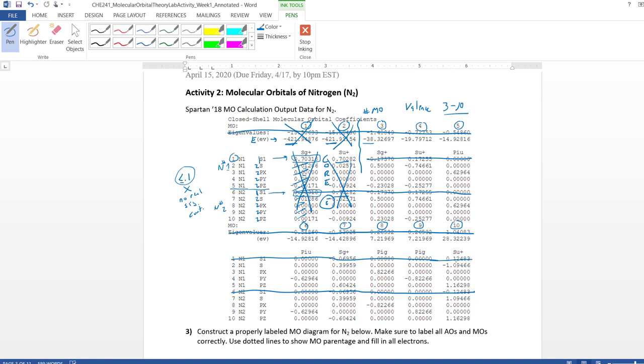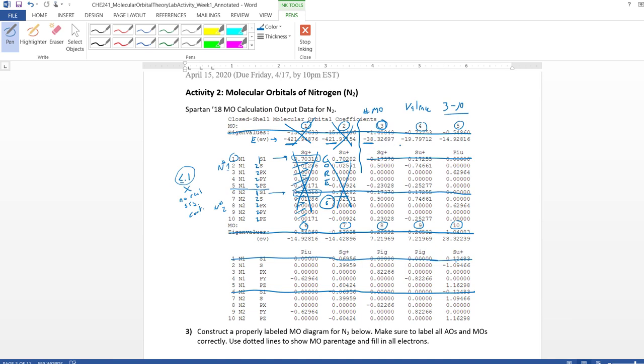So I'm gonna start looking at orbital number 3. I'm gonna look at the orbital energy, negative 38, okay. And here I go to this next one. So what do you notice? A negative 38 is pretty low. My guess is things that are really low in energy are probably gonna be more bonding, right? As we saw in hydrogen, things that are high up in energy are gonna be antibonding typically.